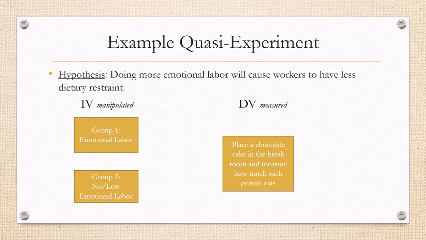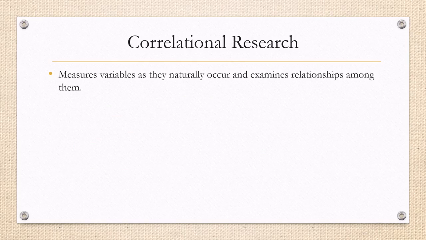So if we go back to our hypothesis, we may have the same hypothesis statement that doing more emotional labor will cause workers to have less dietary restraint. And our manipulation looks the same, as does our DV. However, the big difference is that there is no random assignment.